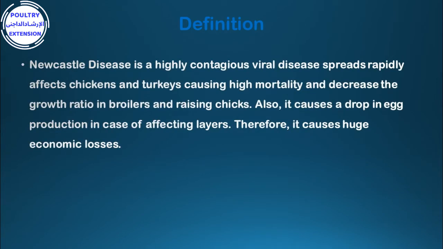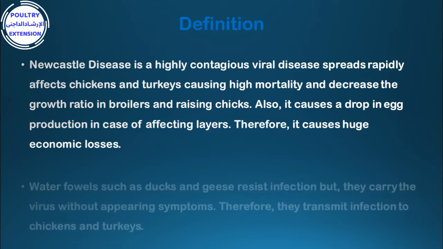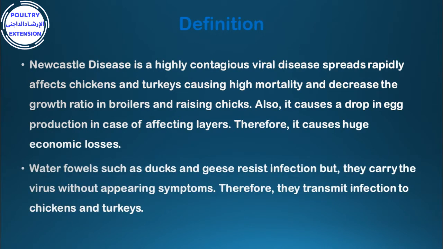Newcastle disease is a highly contagious viral disease that spreads rapidly and affects chickens and turkeys, causing high mortality and decreasing the growth ratio in broilers and raising chicks. Also, it causes a drop in egg production in case of affecting layers. Waterfowls such as ducks and geese resist infection, but they carry the virus without showing symptoms. Therefore, they transmit infections to chickens and turkeys.